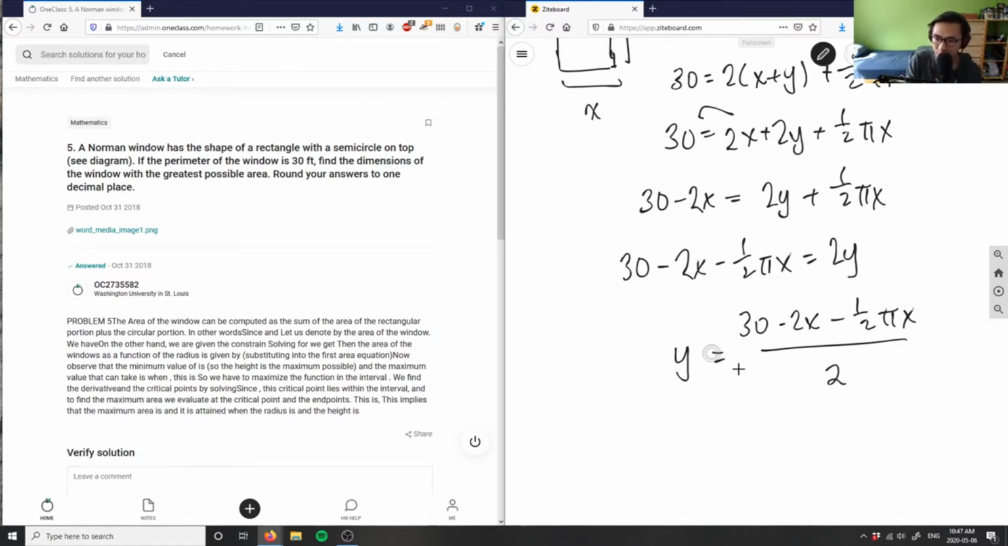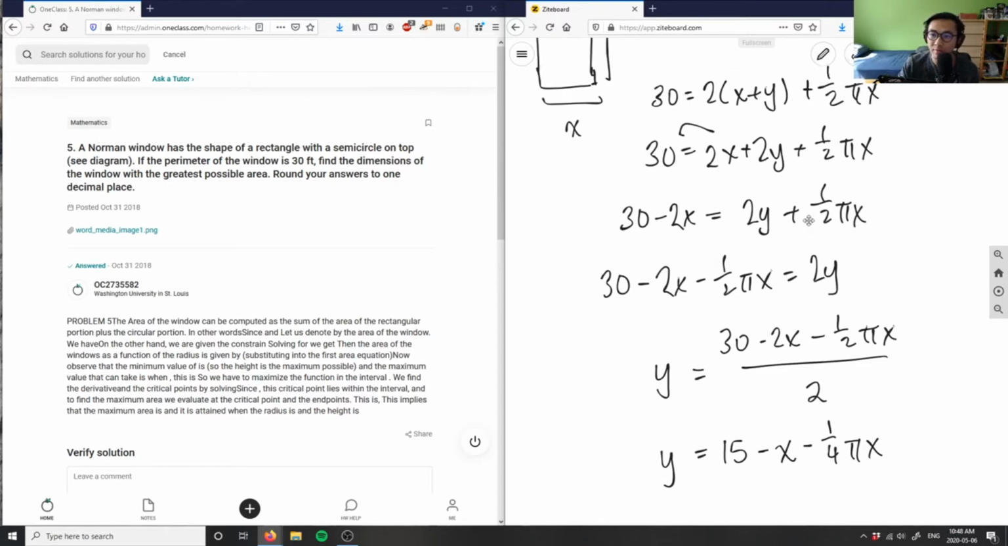And you can kind of simplify this as well. You can say 30 divided by 2 here is 15. Negative 2 divided by 2 here is negative 1, so simply just negative x. And negative half divided by 2 here would be negative 1/4, right? So I'm just simply putting 1/4 pi times x here. So this here is my simplified form of our y here. So this here is an important equation, and we'll come back to this as well. So we've isolated for y here.